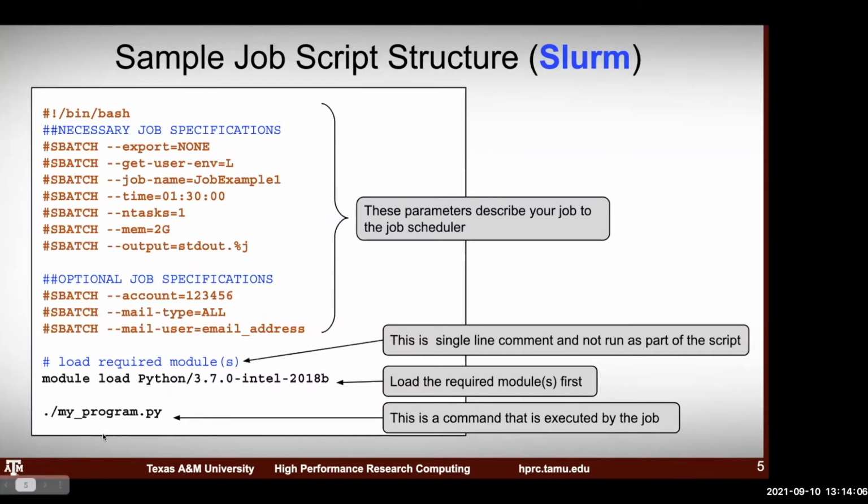And this Python program has access to 1 core and 2 gigs of memory for 1 hour and 30 minutes, somewhere on a compute node that we don't know off the bat, but SLURM will determine.